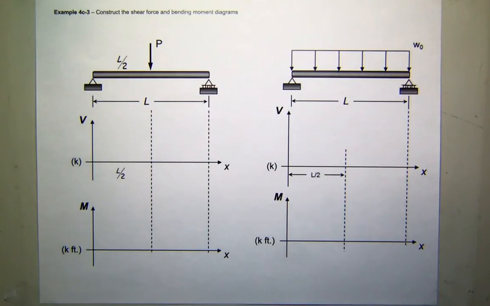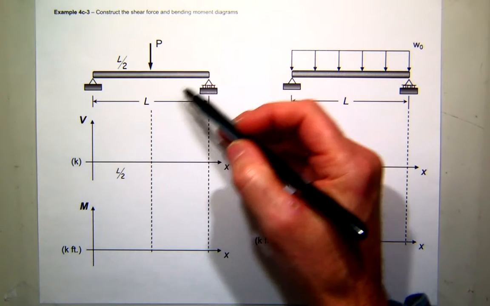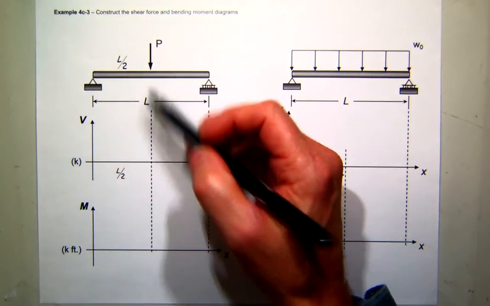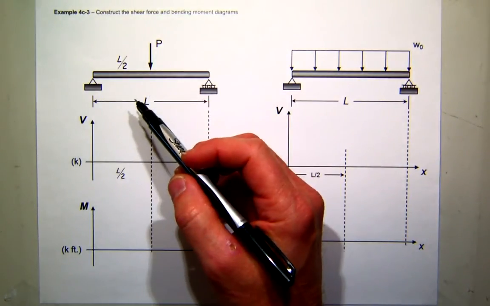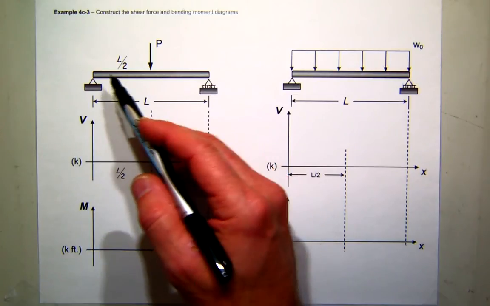Okay, so here's another set of equations, since we're just getting started with our shear force and bending moment equations, or diagrams. Let's look at this one. This is a simply supported beam with a load P right in the middle. Now, if we were to write equations for this, how many sets of equations would we write? We'd have to write 2.